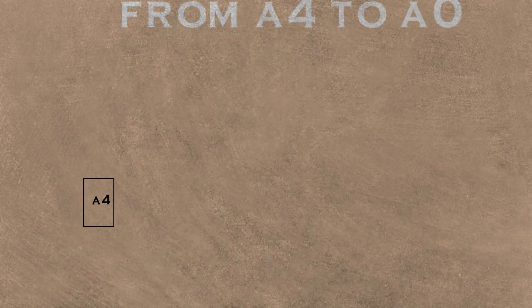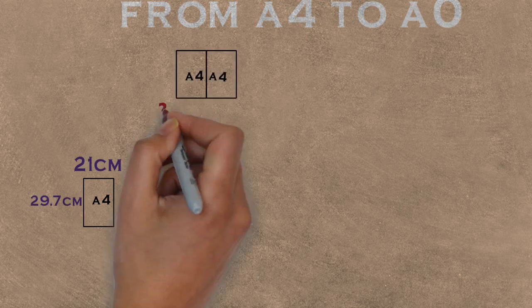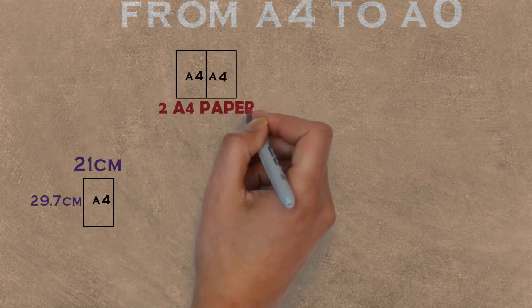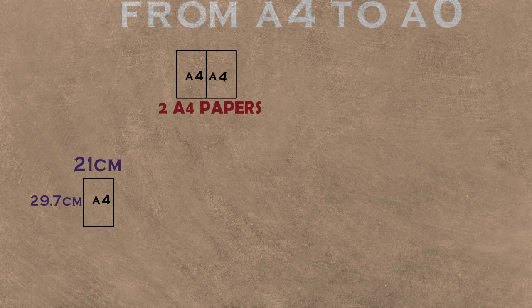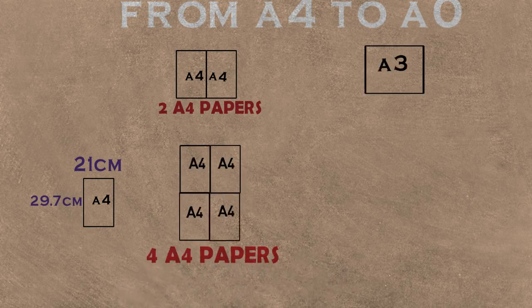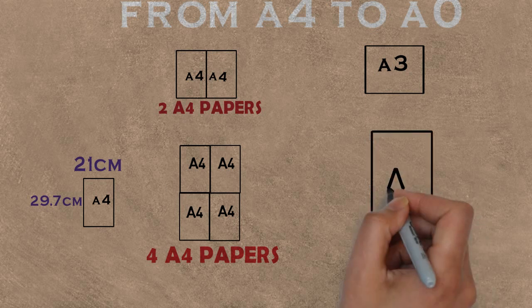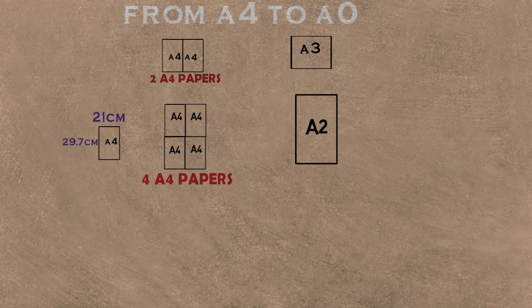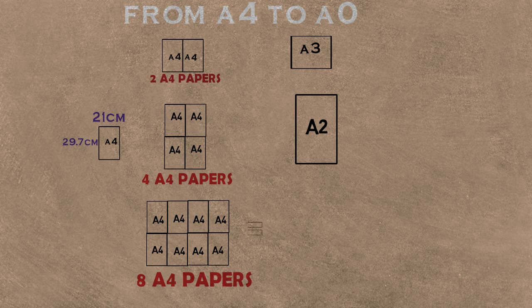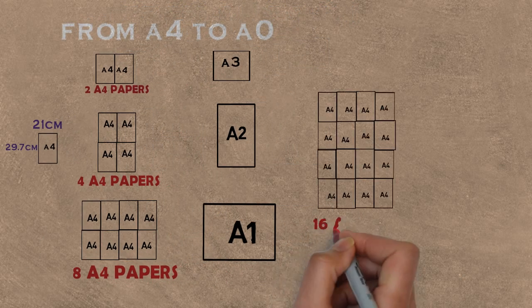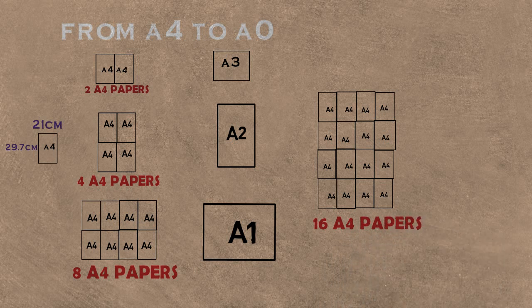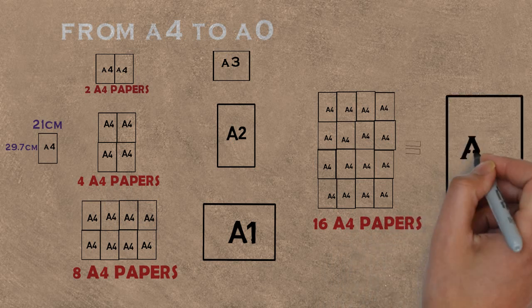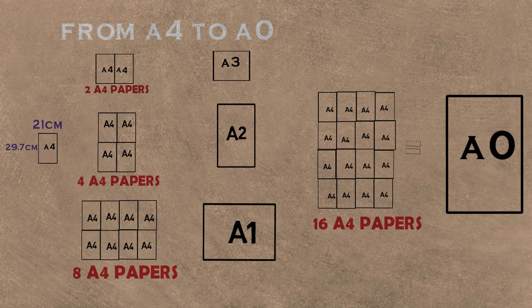First, we will visualize the increase in size. The combination of two A4 papers produces one A3 paper. The combination of four A4 papers produces one A2 paper. Now, the combination of 8 A4 papers produces one A1 paper. And finally, the combination of 16 A4 papers produces one A0 paper. Now you will have a vivid picture of how these papers are formed.